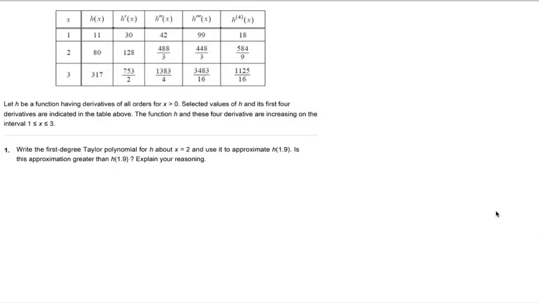Problem number 1 gave us a gigantic chart and then asked us to find the first degree Taylor polynomial about x equals 2. Well, here's x equals 2, so we're going to be looking at this piece of the chart here. And we're only looking for first degree Taylor polynomial, which, if you think about it for a moment, is really just a tangent line.